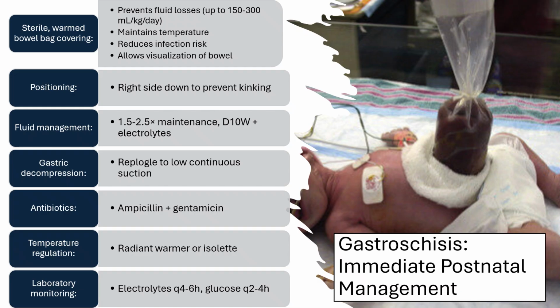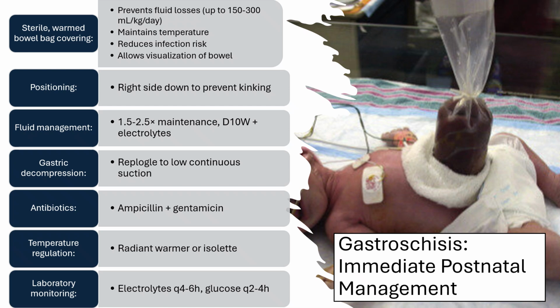The replogle to continuous suction serves two purposes. It prevents aspiration from delayed gastric emptying and reduces abdominal pressure. The inflamed bowel doesn't work normally, so gastric contents just accumulate. For antibiotics, think broad coverage. Ampicillin and gentamicin cover the organisms most likely to invade through that compromised bowel wall. There's no intact barrier anymore, so systemic protection becomes critical.